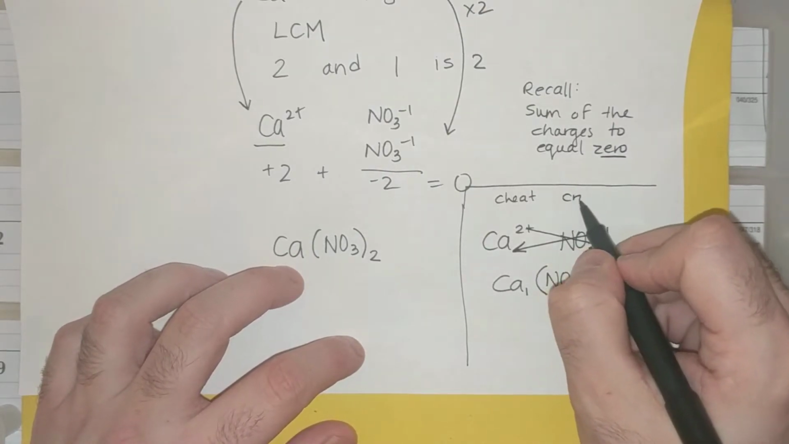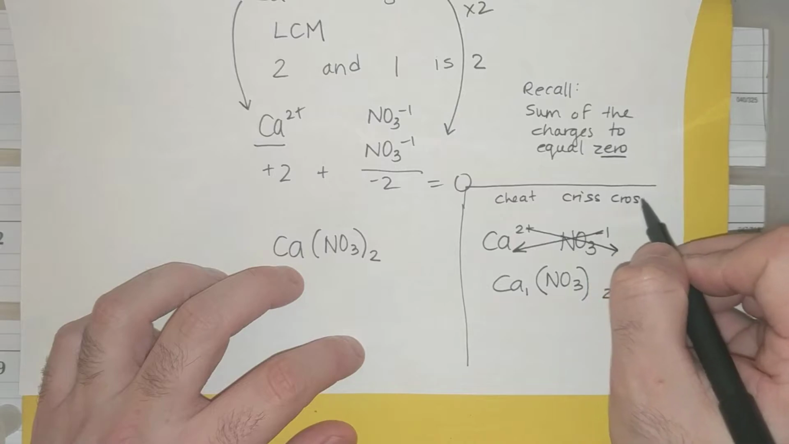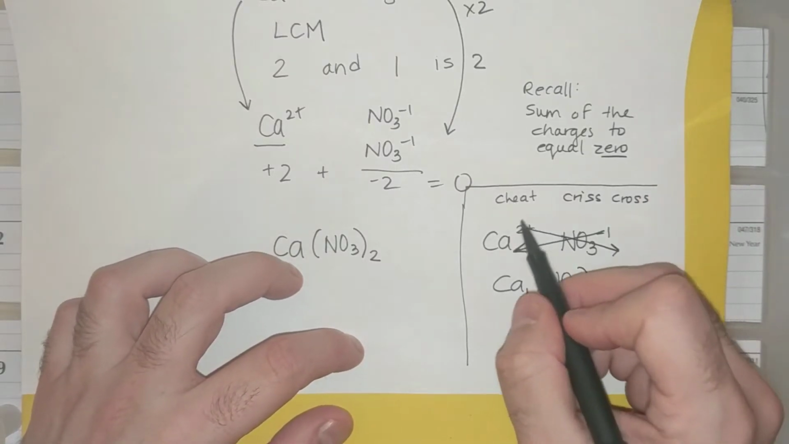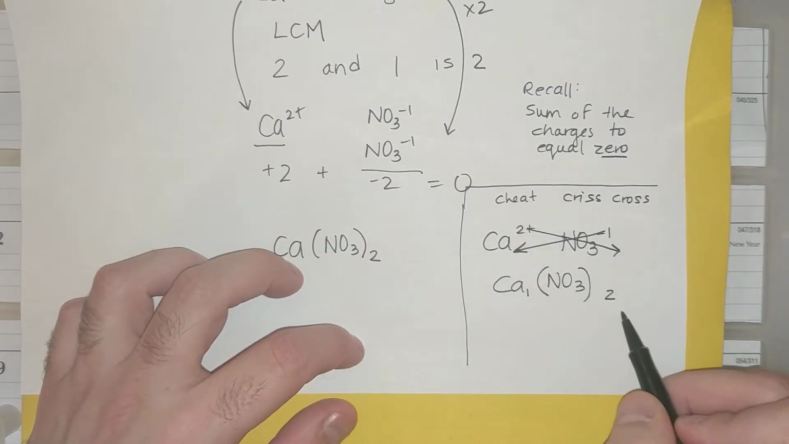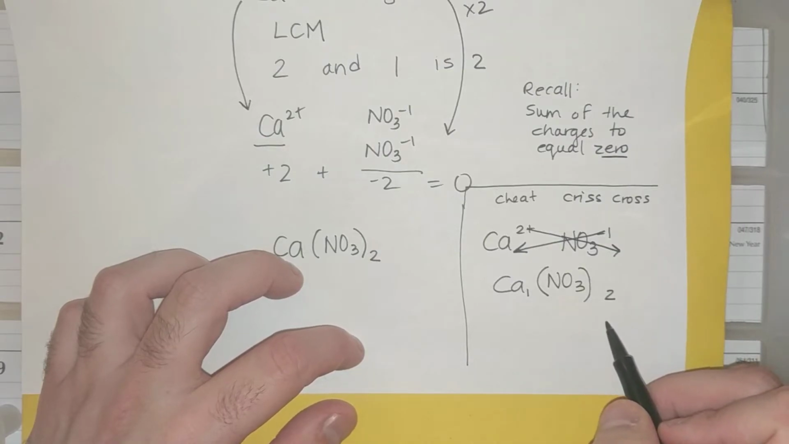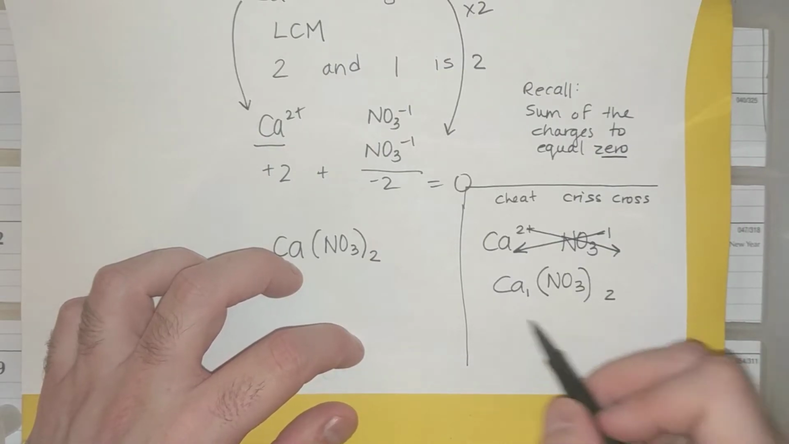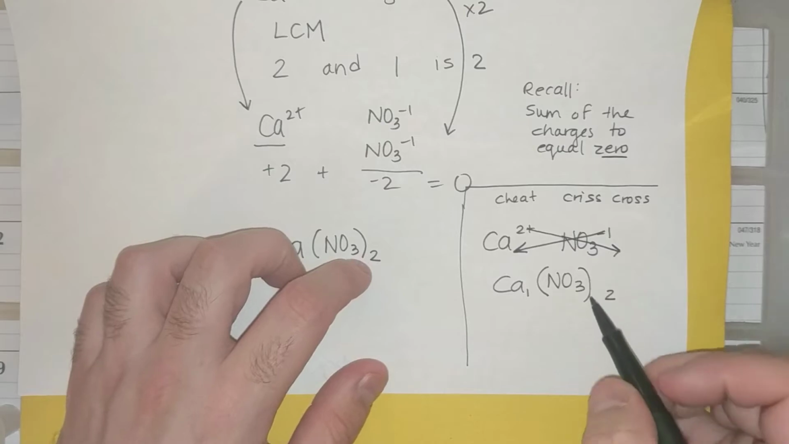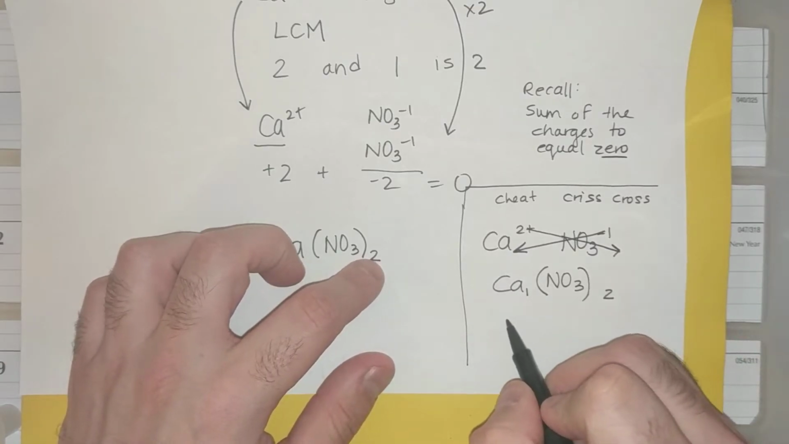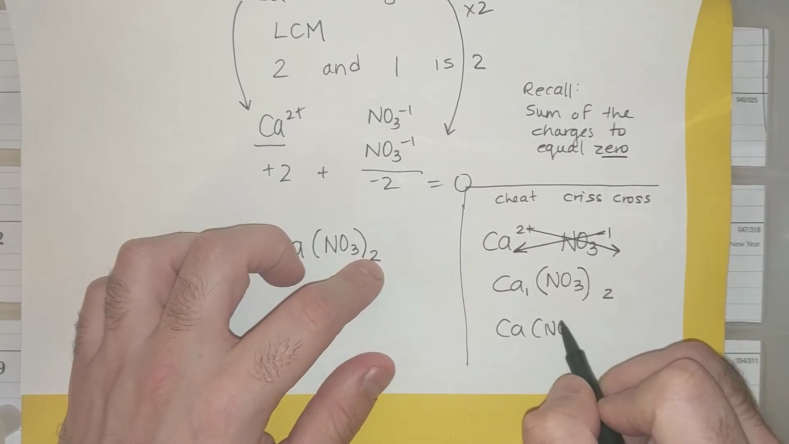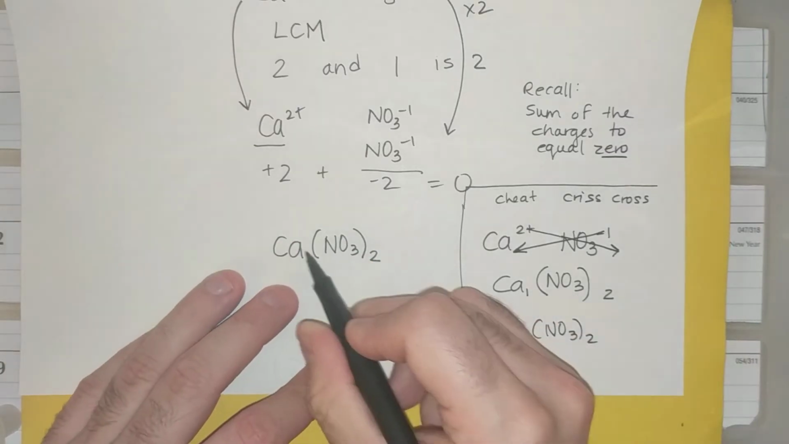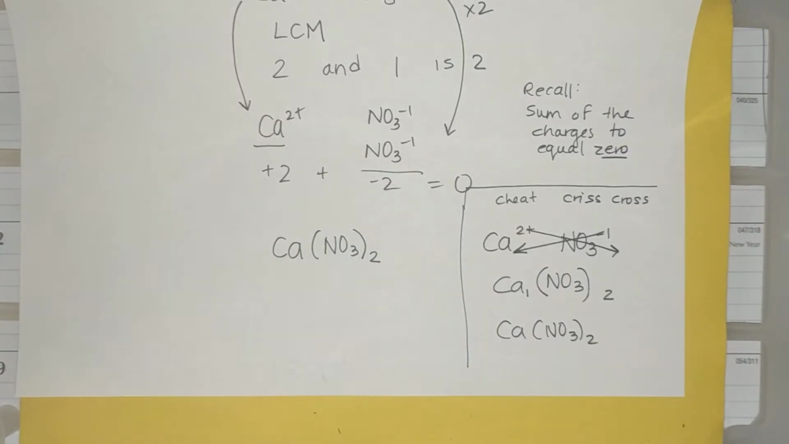So this is the cheat crisscross method, where I take the superscripts or the charges and I write them as subscripts. And notice how I do not put the positive and negative sign in as the subscripts. Also, we don't write 1 as a subscript, so this will just become Ca(NO3)2, like we have. And that is calcium nitrate.